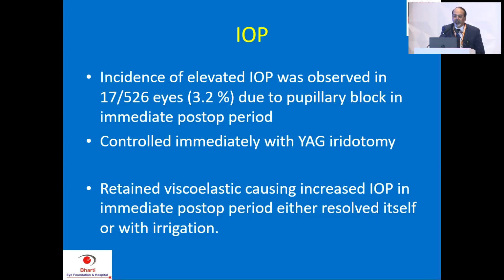And elevated IOP was observed in 17 out of 526 eyes, 3.2%, due to pupillary block, and it can be controlled immediately with iridotomy. So that's another factor. Despite the fact that in EVO ICL there is a central fenestration, you might need to do an iridotomy if there is an elevated IOP because of the viscoelastic or other reasons. A retained viscoelastic causing increased IOP in the immediate post-op period is either resolved with irrigation, but as soon as possible.